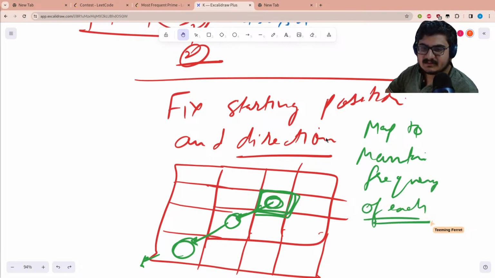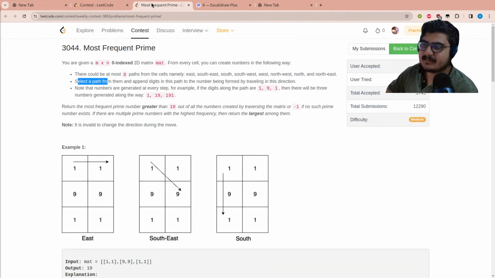For example, for 119 and 191, we have to traverse in only one direction over here. It's written that first we choose the direction and then select a path, appending digits in this path to the numbers being formed by traversing in this direction. We cannot change direction over here. It is invalid to change direction during the move. This note was really important, and it's not really obvious looking at the text here.